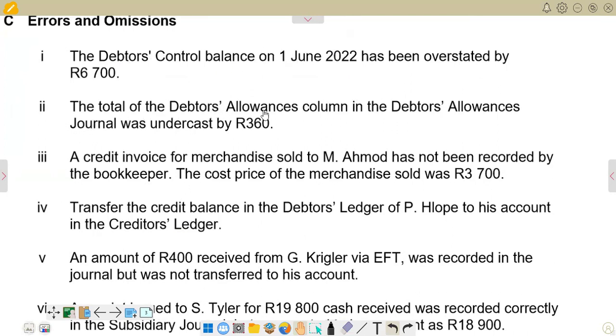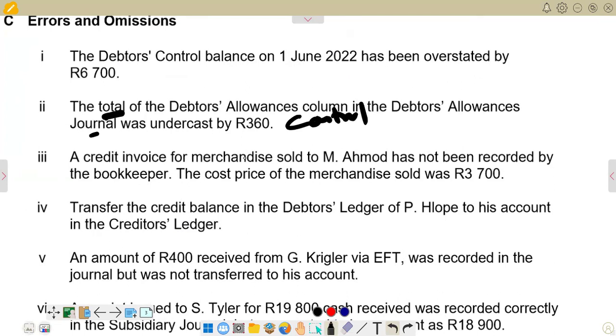The total of debtors allowance, you see this one is saying the total. So it means the error has been made on the total of the debtors allowance column in the debtors allowance journal, so it's only going to affect control. We've already adjusted this one. This one only affects control because it is affecting the total. Remember we said when you are posting to the control account, we take only the total of the journals. So we go to the next item.